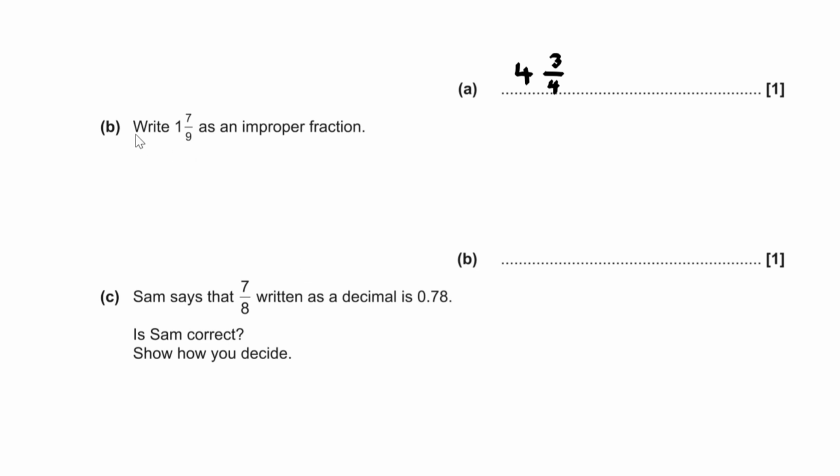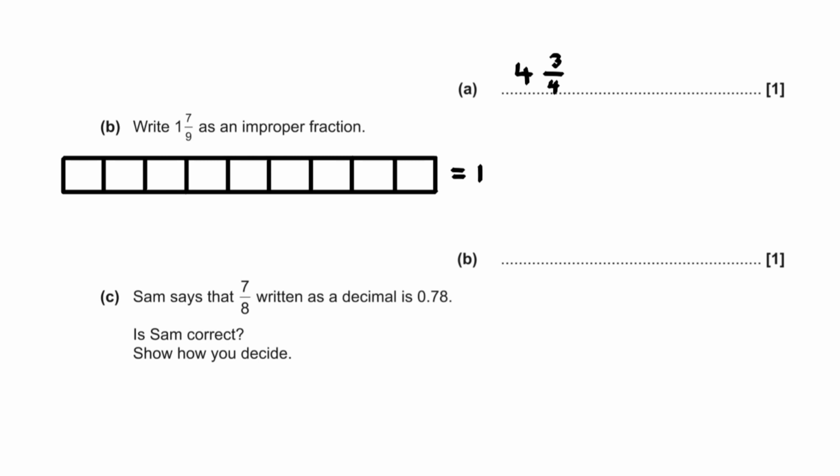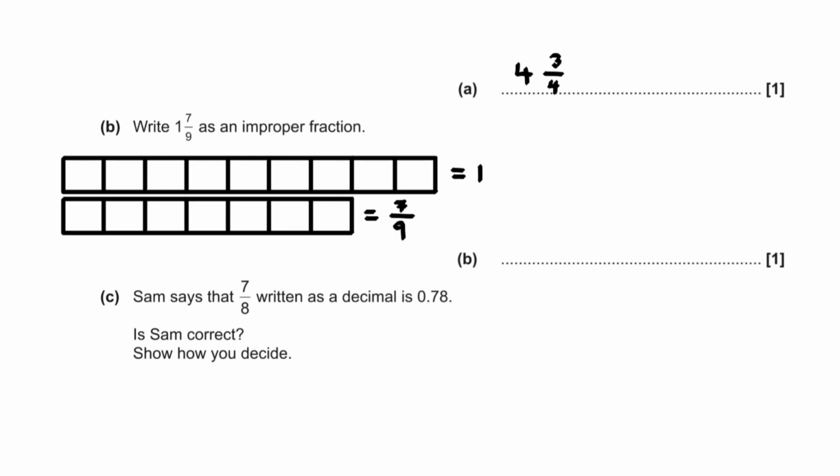For part B, we have to write 1 7/9 as an improper fraction. Well, here we've got 1 whole. Here we've got 7/9. So how many ninths do we have altogether? Well, we've got 1, 2, 3, 4, 5, 6, 7, 8, 9, plus the 7 over here. We have altogether 16 ninths.